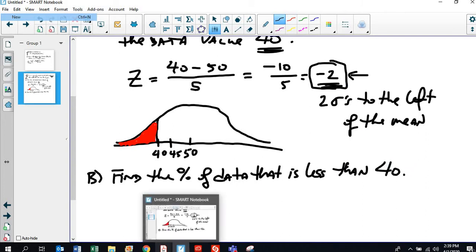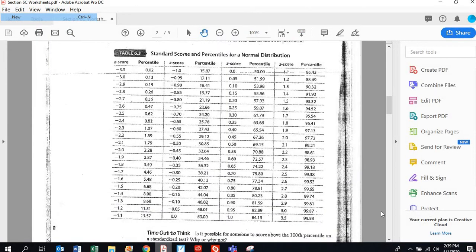If I go back to my z-score table, I look at -2.0, and I go over and I get 2.28. Now, these numbers in here, you'll notice that they get bigger and bigger. At 0, what do you get? You get 50, because if your z-score is 0, you're at the mean. 50% of your data is to the left of the mean, 50% is above it, 50% is below it.